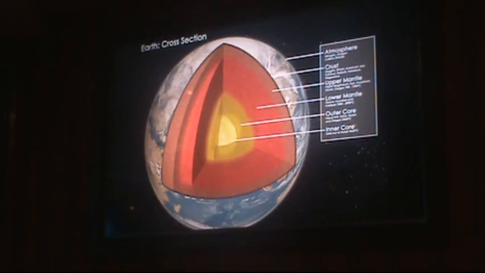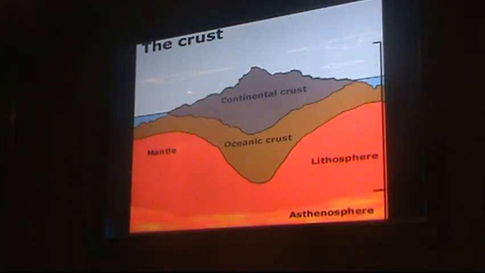And it's fluid in the sense that it's kind of like toffee, saltwater toffee that's just a little bit viscous, and it can stretch and bend. And this mantle is this moving mass that is underneath this crust that we have.